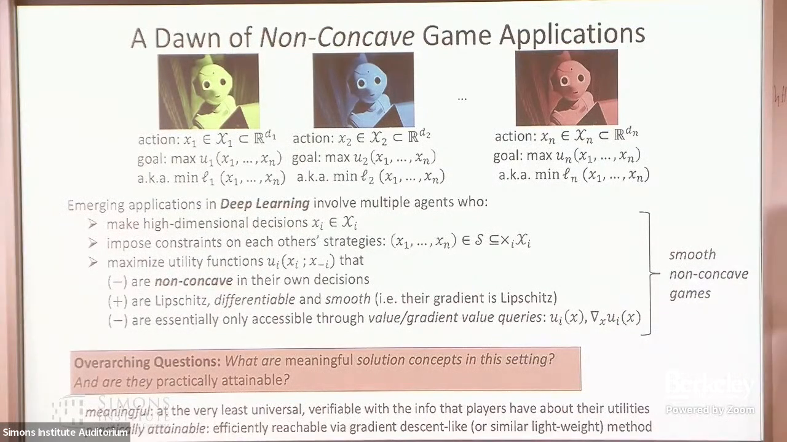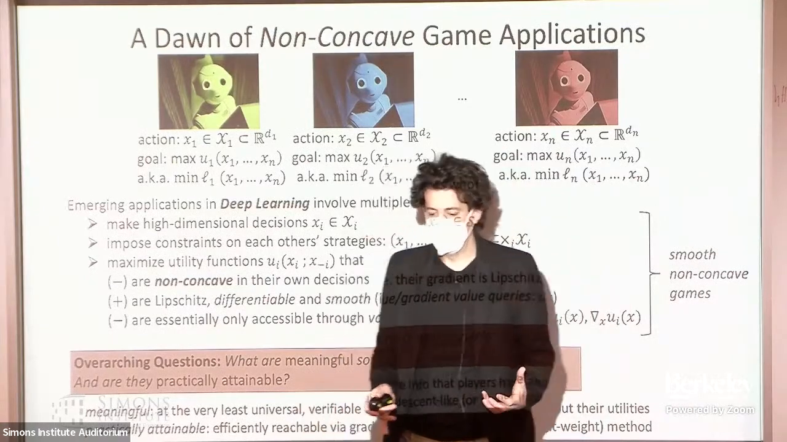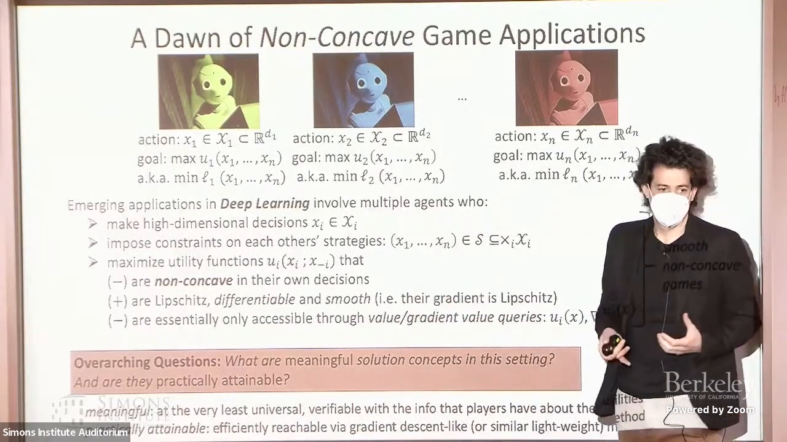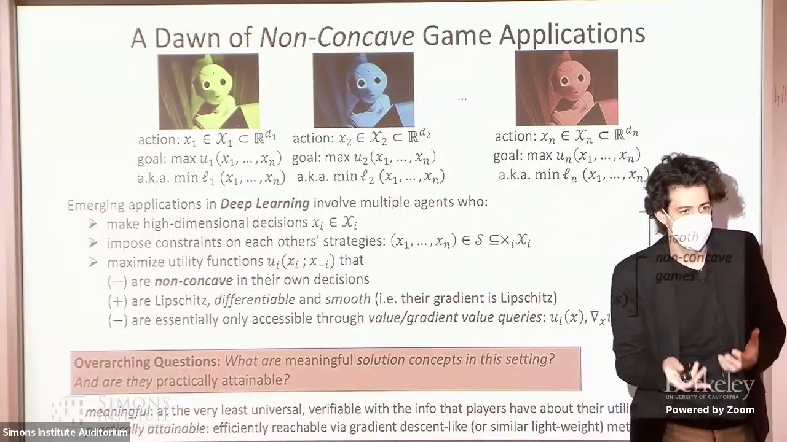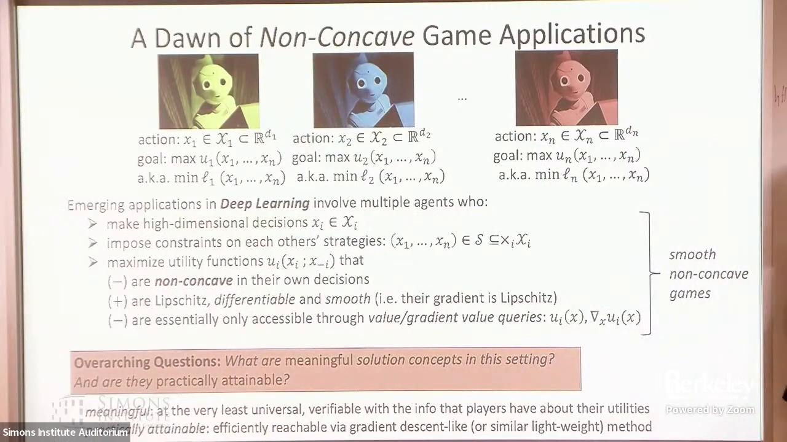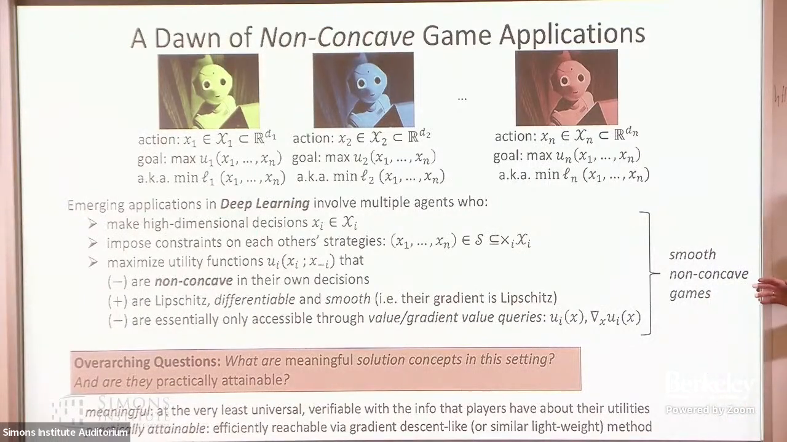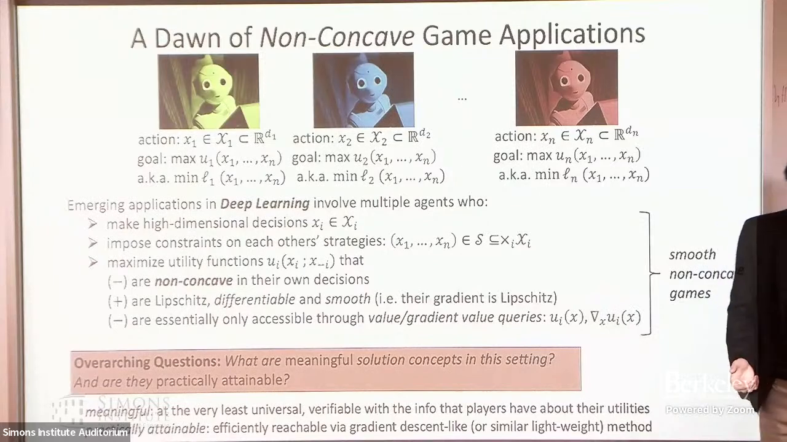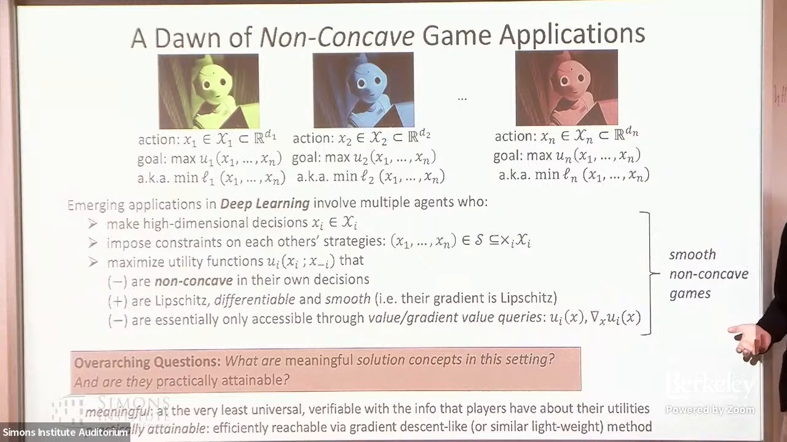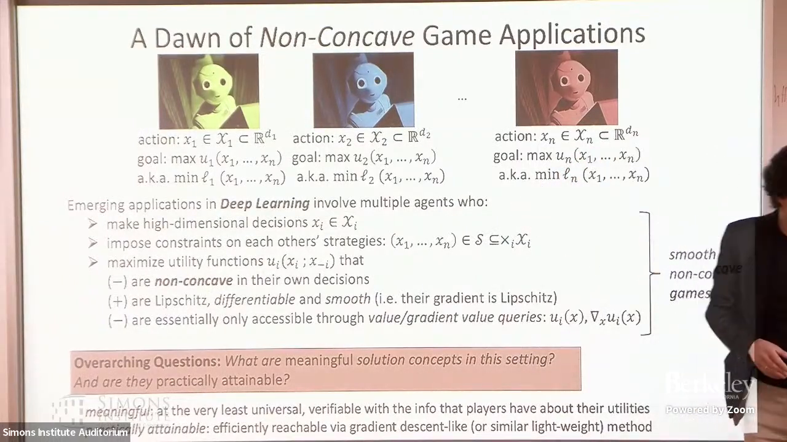They should also be, if this is a model of how agents behave in a situation like that, whatever solution concept we propose as an axiom of what rational behavior might be should be verifiable with the information that agents have about their utilities. So if they have first order access to their utilities, whatever we propose should be verifiable with that information. You shouldn't ask them to solve an NP-hard problem to decide if they're happy with the situation at hand.